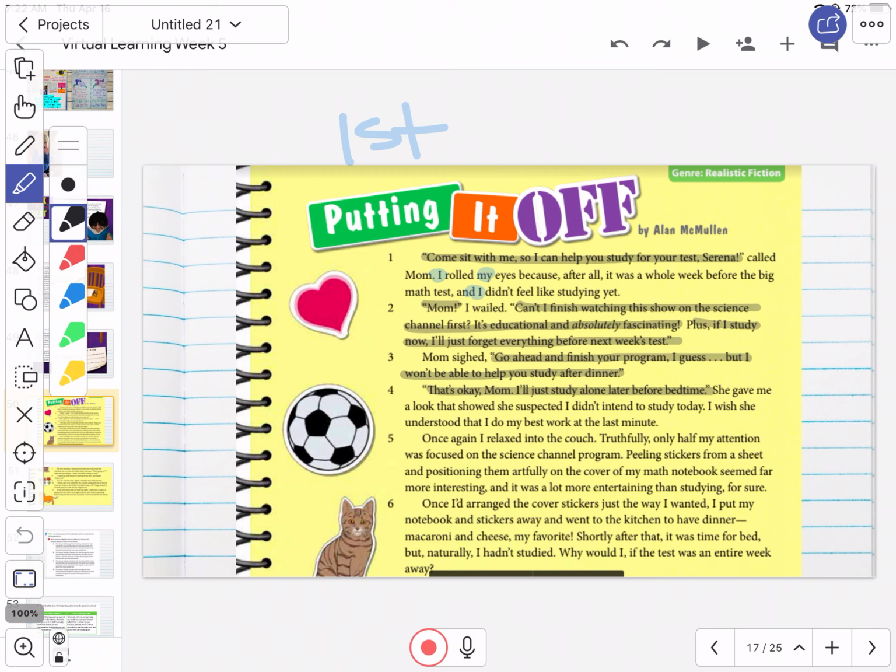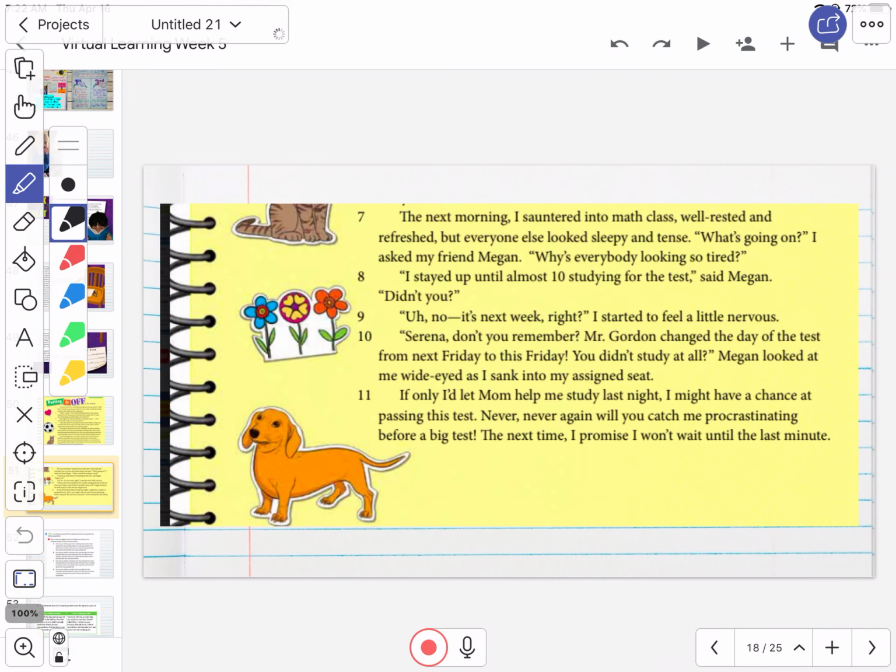Truthfully, only half my attention was focused on the Science Channel program. Peeling stickers from a sheet and positioning them artfully on the cover of my math notebook seemed far more interesting, and it was a lot more entertaining than studying for sure. Once I'd arranged the cover stickers the way I wanted, I put my notebook and stickers away and went to the kitchen to have dinner. Macaroni and cheese, my favorite. Shortly after that, it was time for bed, but naturally I hadn't studied. Why would I, if the test was an entire week away?